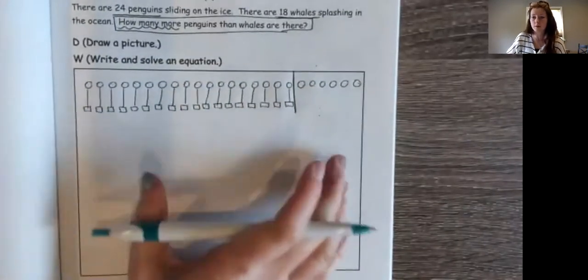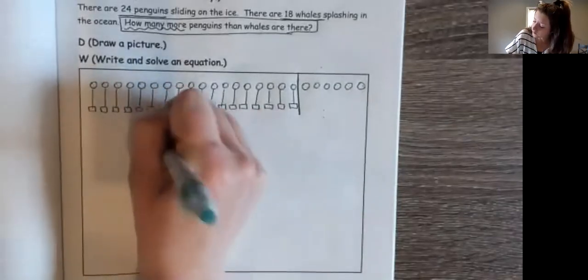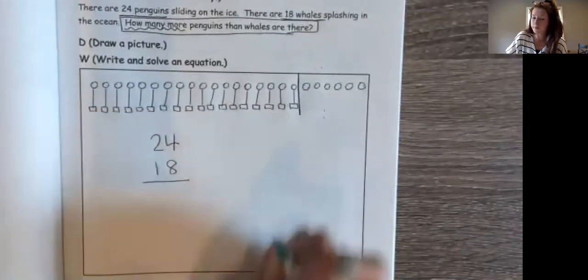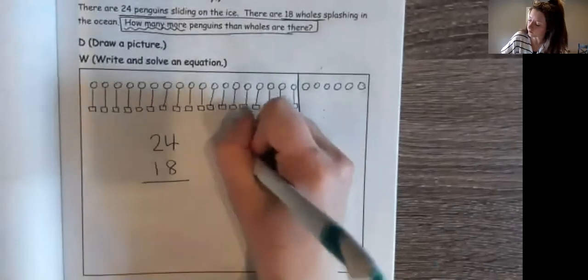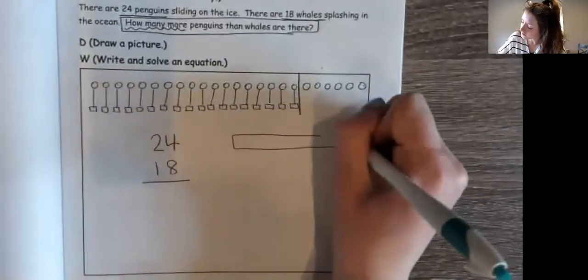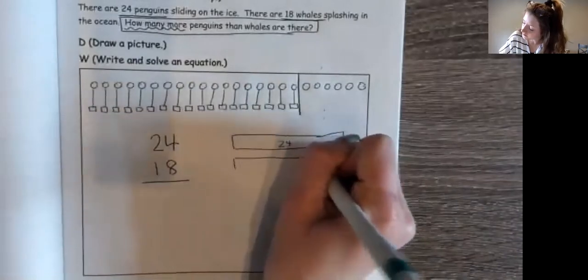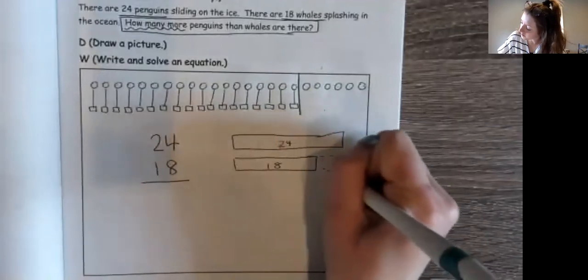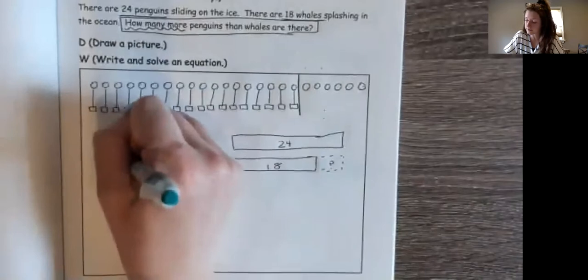I can also check my work by doing a number sentence, right? I knew that there were 24 penguins and there are 18 whales. When I'm doing a comparison problem, I'm comparing to see how many more there are. So I know I had 24 and I also had 18. When I'm comparing them, I'm trying to figure out how many more there are. This missing part, I know this means I have to do subtraction, so I'm going to subtract.